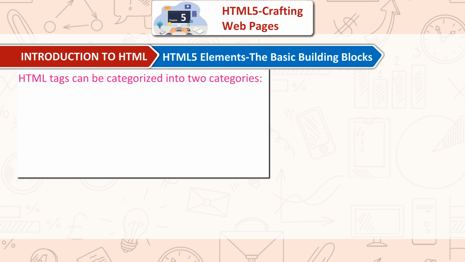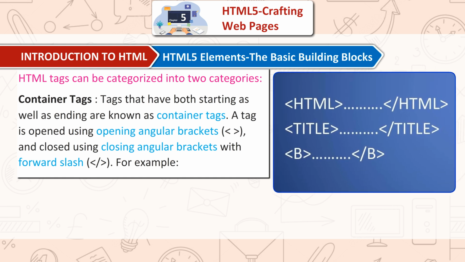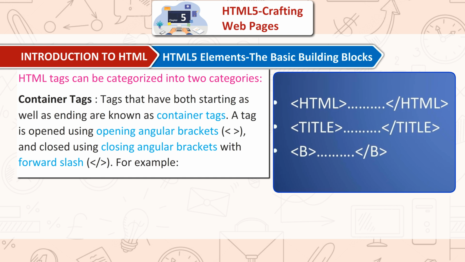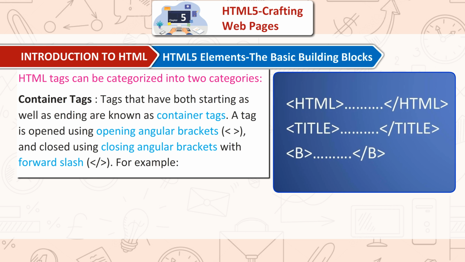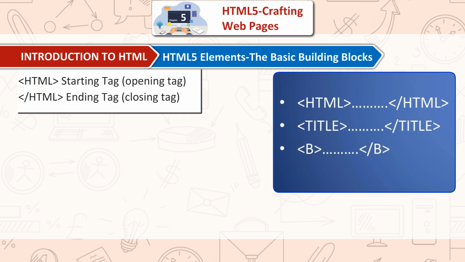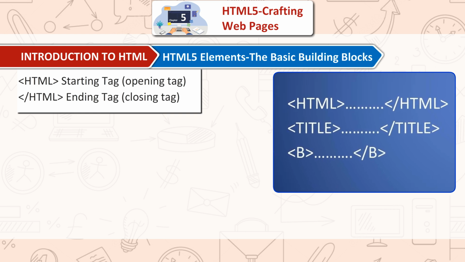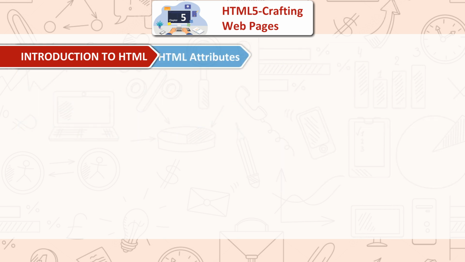HTML tags can be categorized into two categories. Container tags. Tags that have both starting as well as ending are known as container tags. A tag is opened using opening angular brackets and closed using closing angular brackets with a forward slash. For example, HTML, starting tag, opening tag, slash HTML, ending tag, closing tag. Empty tags. Tags that have only a starting tag and there is no need to close them are known as empty tags. For example, BR, starting tag, opening tag.